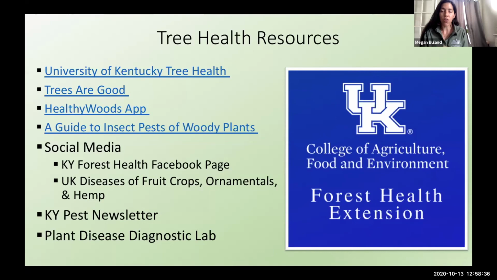There's the Trees Are Good website, which has a lot of good information on properly planting and caring for your trees. The Healthy Woods app, which I think Dr. Crocker talked about just before this presentation, is a wonderful resource, as well as the Guide to Insect Pests of Woody Ornamentals, which can tell you a lot about what kind of insects might be impacting the health of your trees.